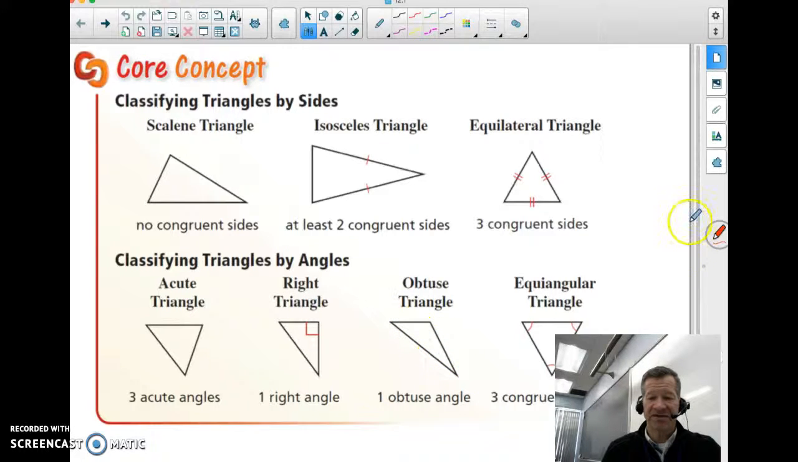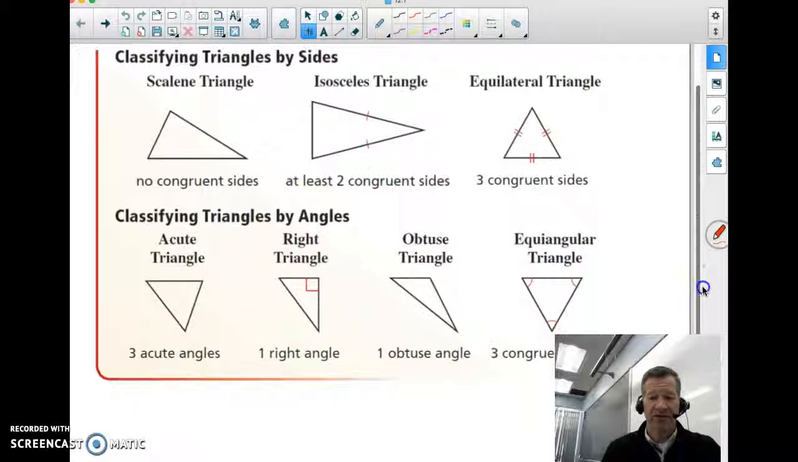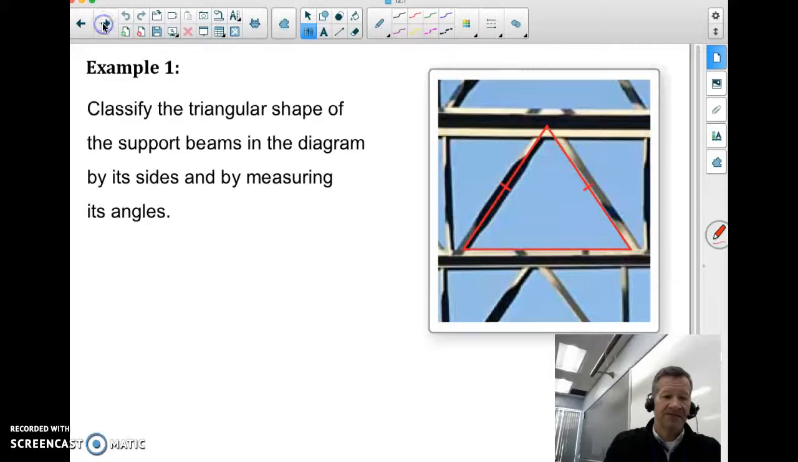And the last one is equiangular, which really is the same thing as equilateral. Not only are the three sides the same, but so are the three angles, all congruent. So when they ask you to classify a triangle by its sides and angles, this is what they're talking about. Give one name for its classification by sides and one name for its classification by angles.